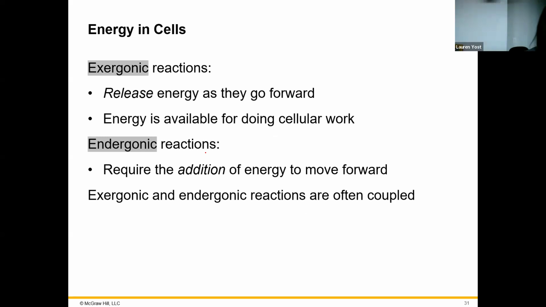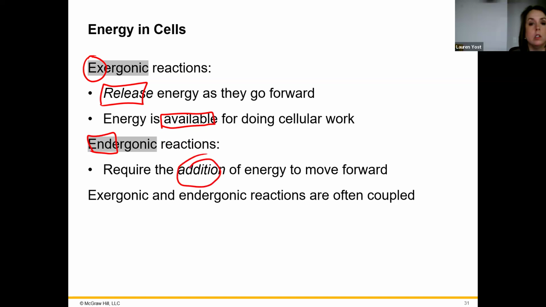All right, energy in our cells. Anytime we're having any reactions in our cells, they're going to be exergonic or endergonic. And please tell me you recognize those words, right? Exergonic, energy is coming out. Exo, I'm going to release that energy and it will be available for work, right? Endergonic, endo, into, requires the addition of energy to move forward. So exergonic reactions where we're releasing, these are catabolic reactions, yeah. Endergonic, they need energy. These are our anabolic.